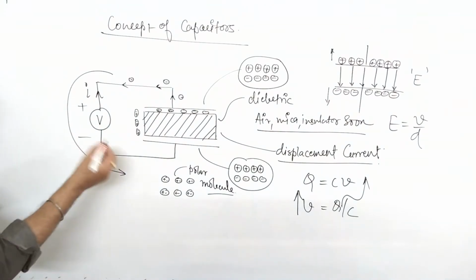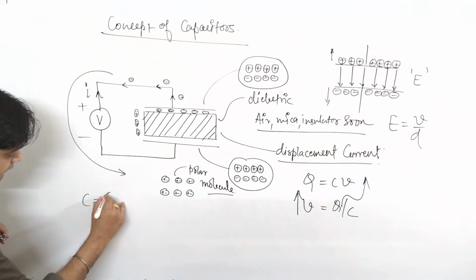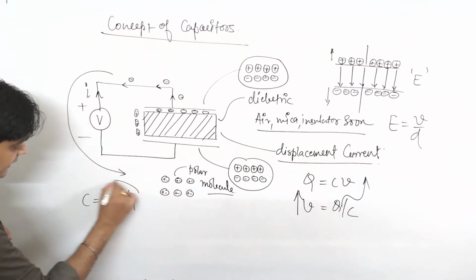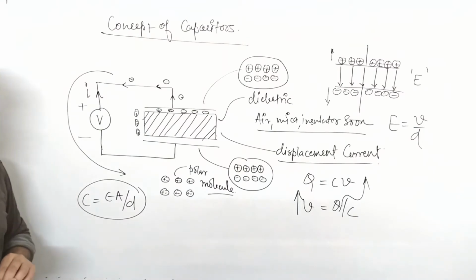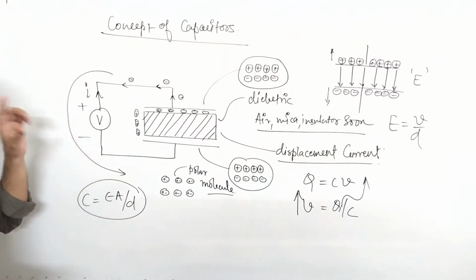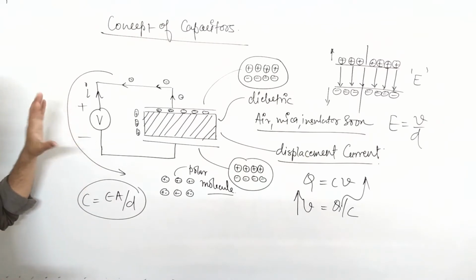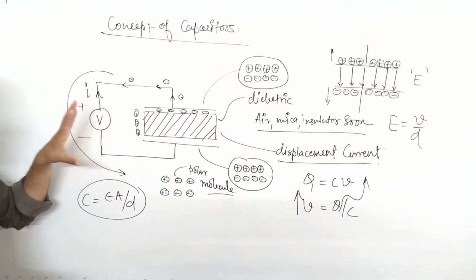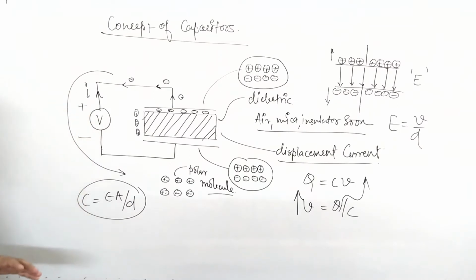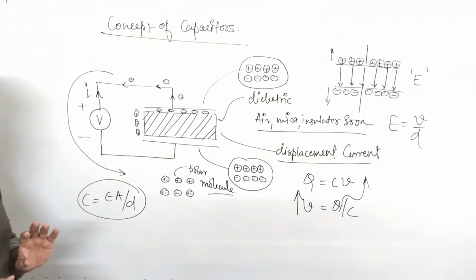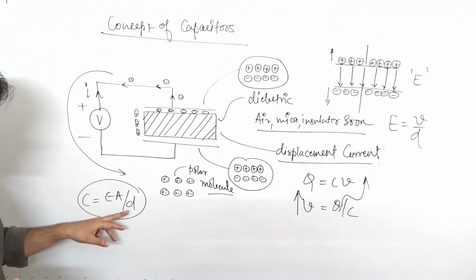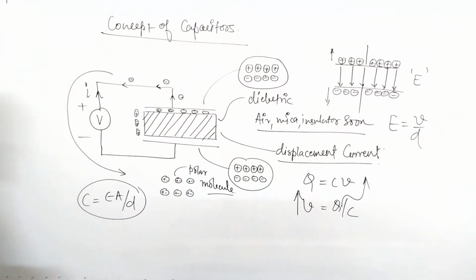That's why I already mentioned the value of capacitance, epsilon A by d. With the help of this value, one is able to increase the capacitance. It doesn't mean that just by increasing voltage you can continuously increase the electric field and thus get a larger capacitance. It is not possible at all. The capacitance C mainly depends upon epsilon A by d, by increasing the area or by decreasing the distance between the plates. So this is all about the capacitor.